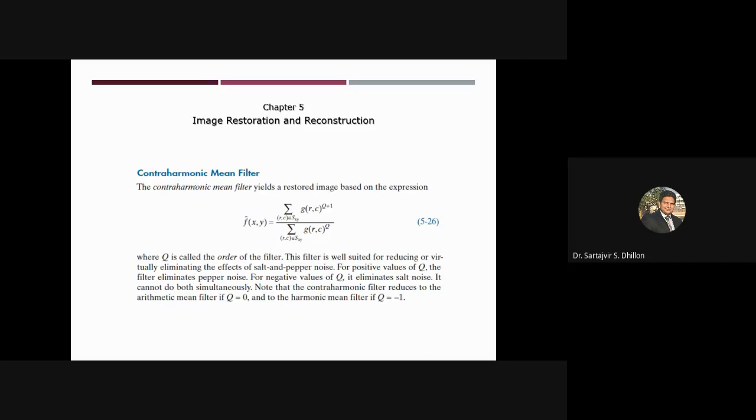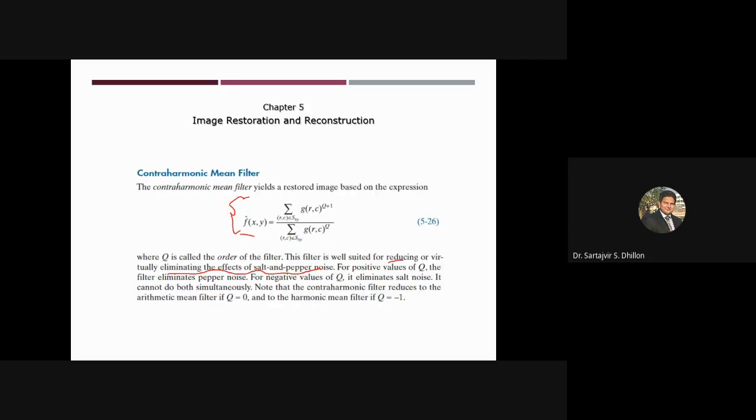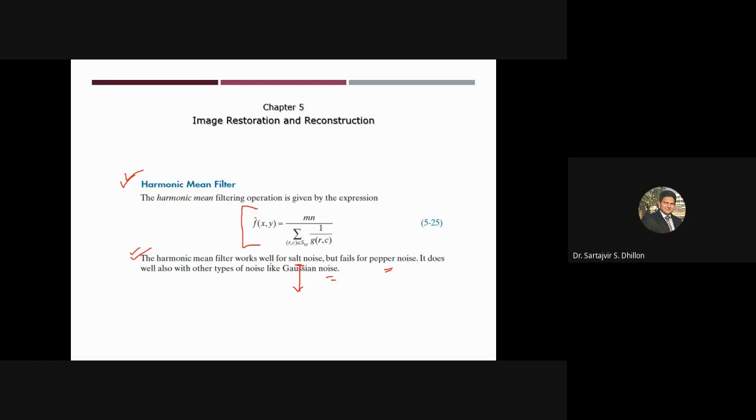And this is the contraharmonic mean filter, which is given by these expressions. The contraharmonic mean is well suited for reducing or eliminating the effects of salt and pepper noise. Please note this line: what is the difference between the harmonic and the contraharmonic, and what is the advantage of the contraharmonic compared to the harmonic? That is directly linked with salt and pepper noise.